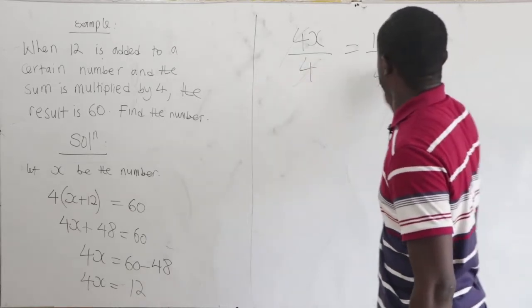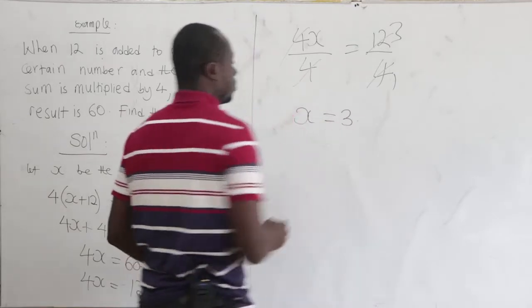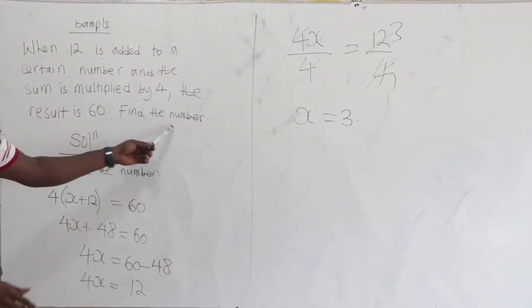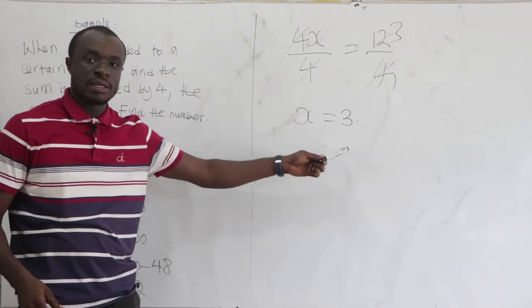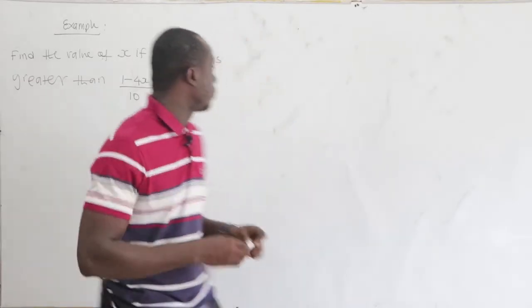This is cancelling out. This will go 1, this will go 3. Hence, x is equal to 3. So the question is find the number. So you can see that the number is 3. Now let's consider this example, which is a past question.